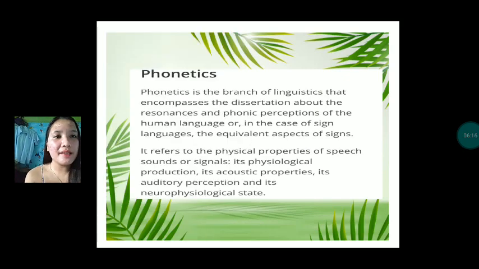Phonetics. Phonetics is the branch of linguistics that encompasses the study of the resonances and phonic perceptions of human language. In the case of sign languages, the equivalent aspects of signs. It refers to the physical properties of speech sounds or signals, their psychological production, their acoustic properties, their auditory perception, and their neuropsychological state.